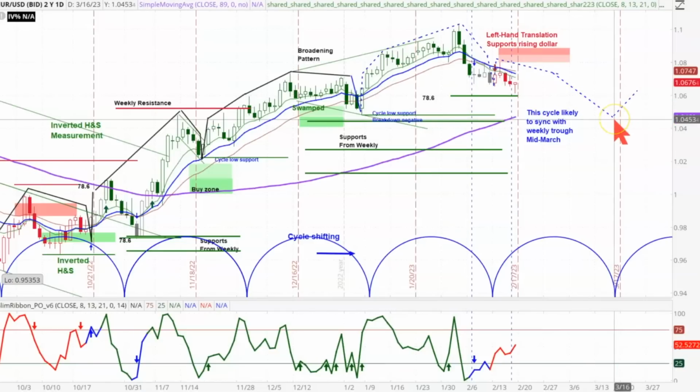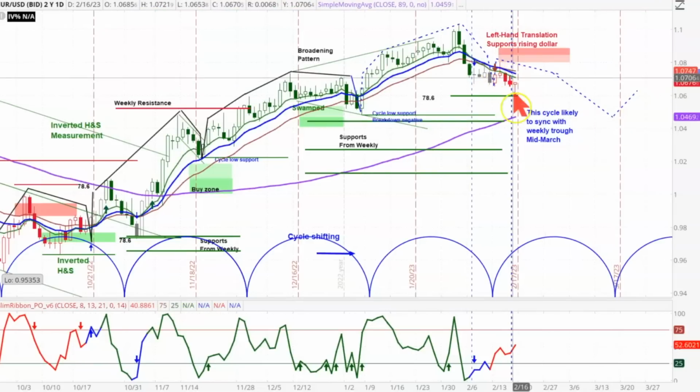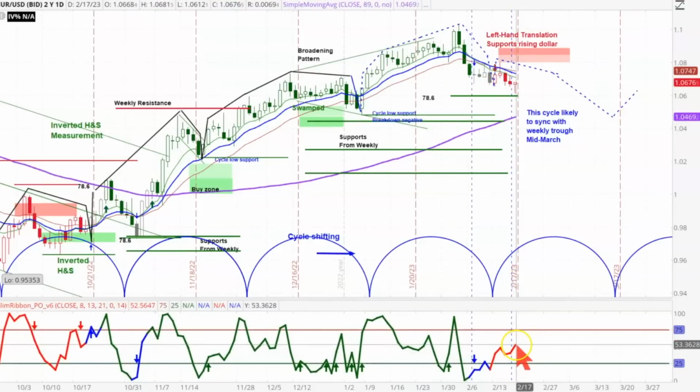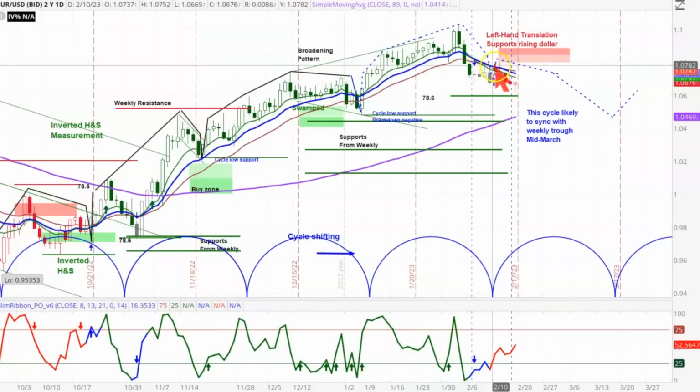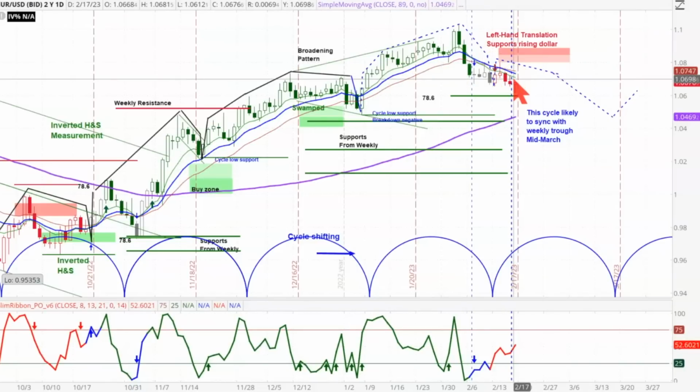This is likely to decline out into mid-March again. Interestingly, how that lines up with the bond market. This is a very negative occurrence. See the slim ribbon PO turning red as the slim ribbon gave you this negative signal right there.